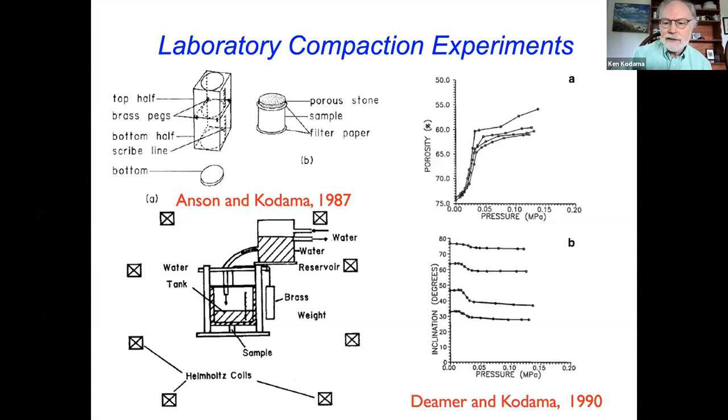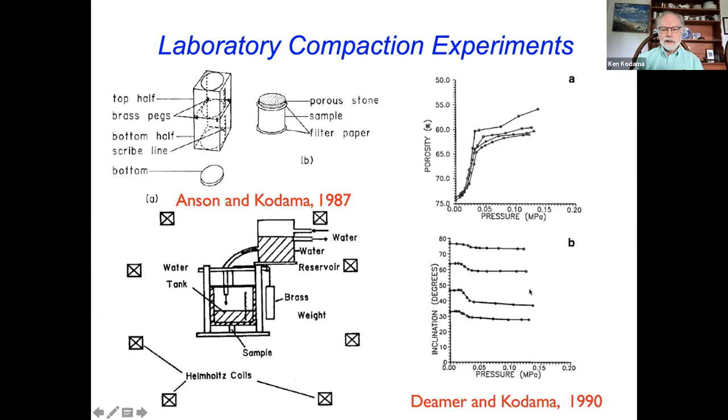This started in the 80s with work originally by Gwen Anson, one of my students in the 80s. And what we were interested in is doing very controlled laboratory compaction experiments. We used a device designed by Hamano, where you drip water very slowly into a tank, which loads a sample shown in the upper left here with porous stones and filter paper around it. The idea, of course, is you don't want to compact the sample too fast. You want to compact it at the rate that the water can escape from this very low permeability, clay-rich sample. And when Gwen did this, we saw inclination shallowing.